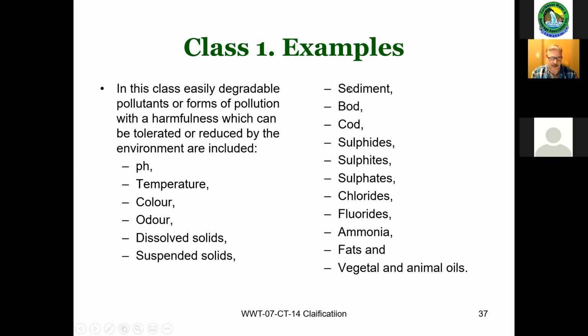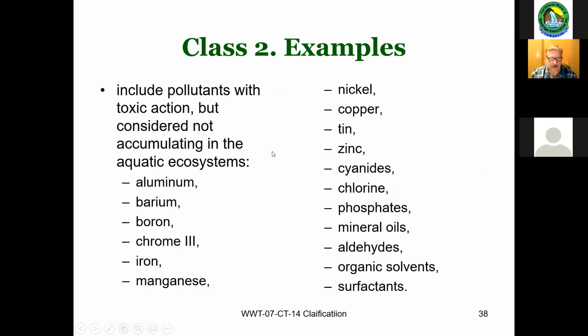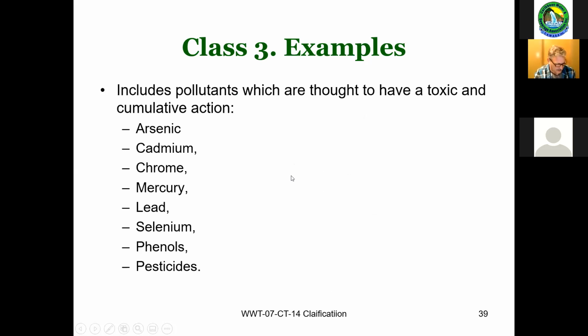Examples of class 1: temperature, color, dissolved solids, suspended solids, sediment, BOD. Class 2 examples: aluminum, iron, magnesium, some things like phosphates, some things you can do nothing about. But the biggest difference, or one thing to remember with class 2, is they're non-cumulative. And class 3 would be obviously toxic, but they're cumulative.